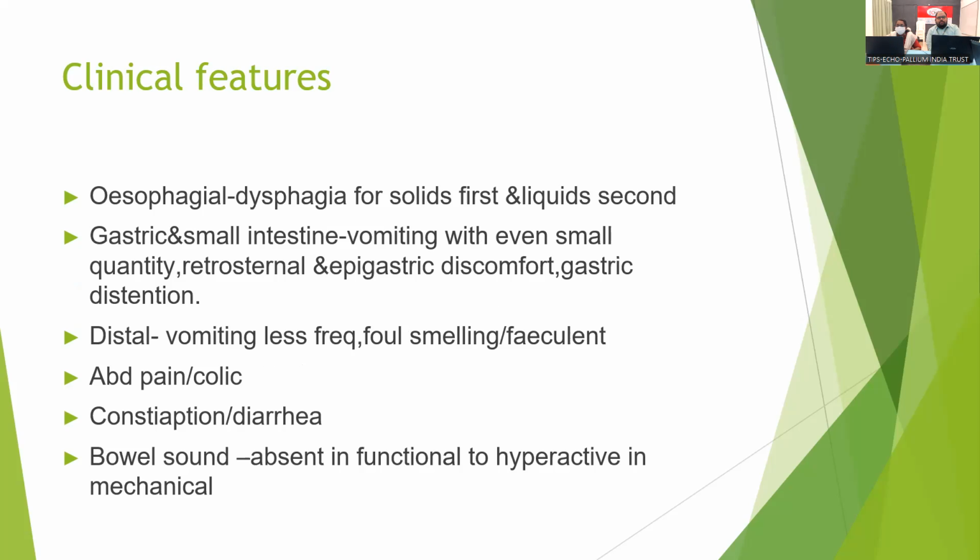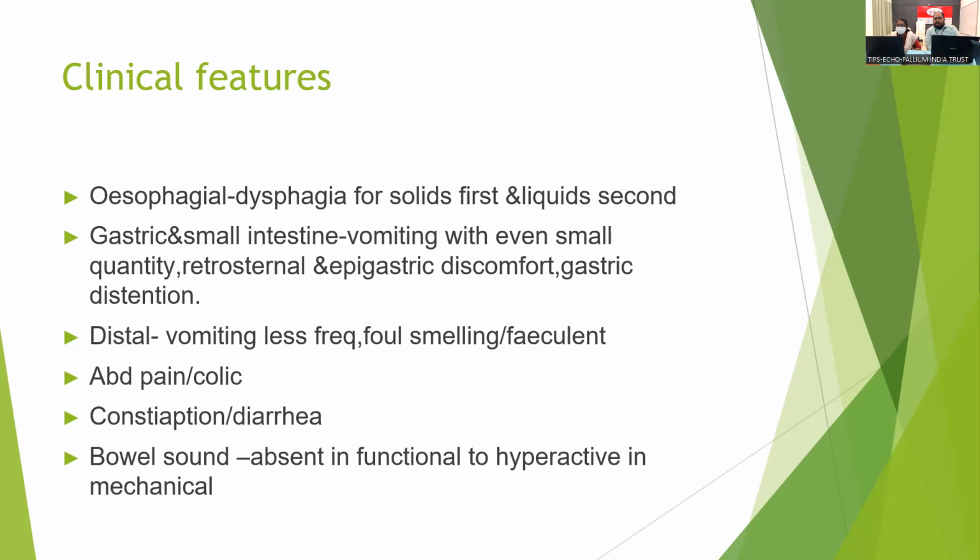Now the clinical features. We can get a vague idea of what level the obstruction is at from the clinical features. In esophageal obstruction, that's the first level, the patient will usually present with dysphagia to solids. The patient will complain that he can't take solid food initially. Later he may come back saying that he has difficulty taking even liquids. That is indicative of an esophageal level or gastroesophageal junction obstruction.